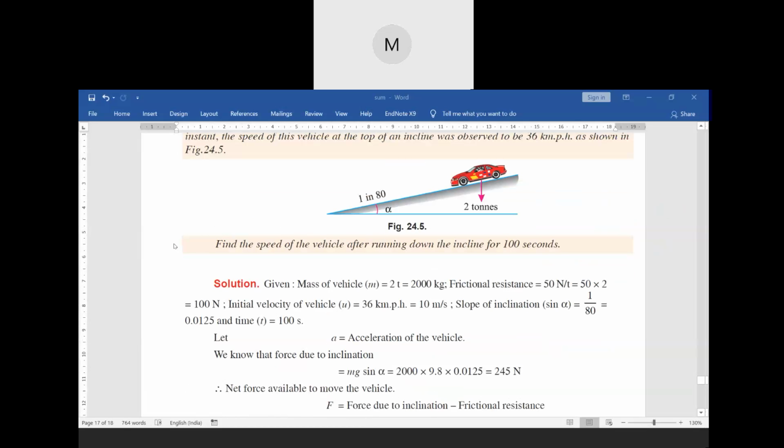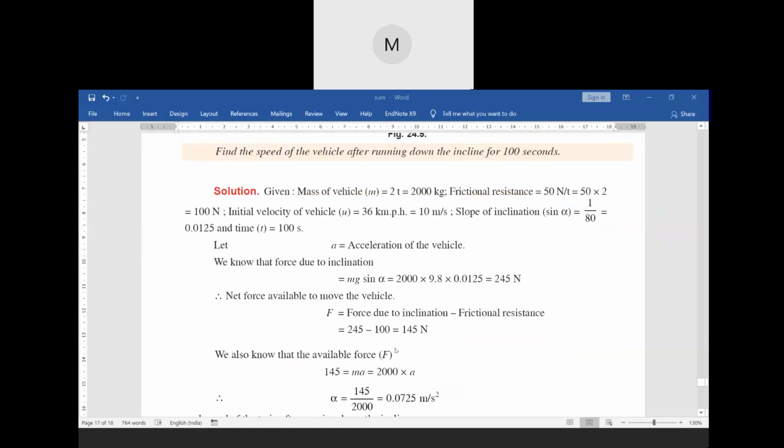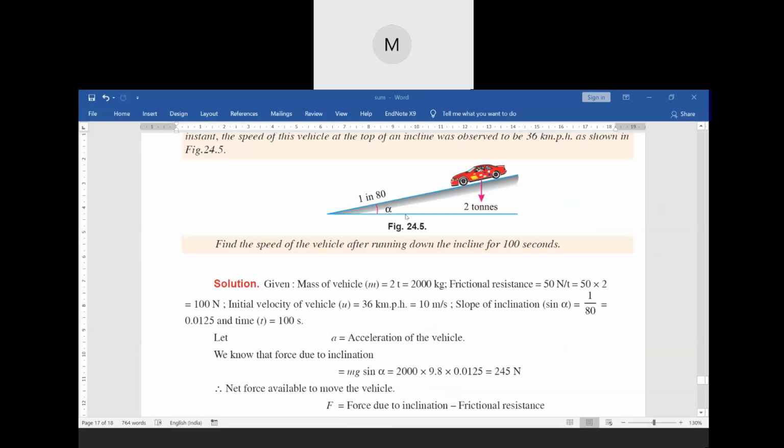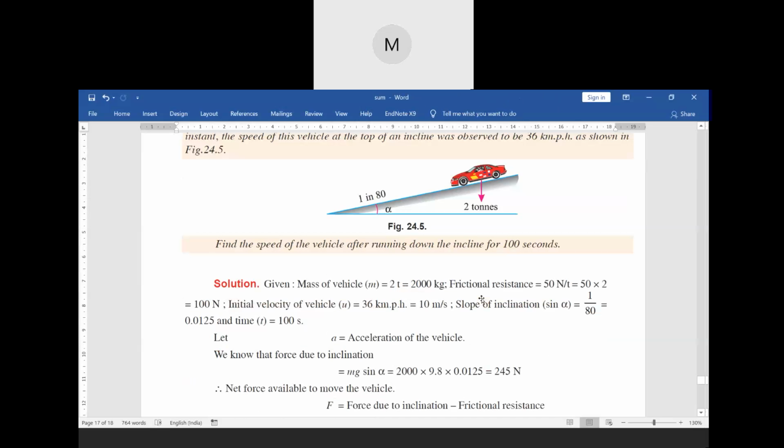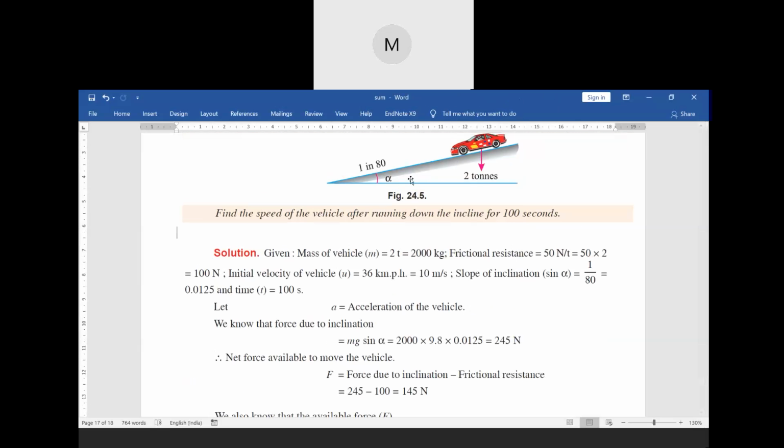So now we got the force due to inclination and we know the frictional force or frictional resistance. The frictional resistance was given in the question only: 50 Newton per ton. So if the friction is given, then we can find the net available force to the vehicle for its movement.